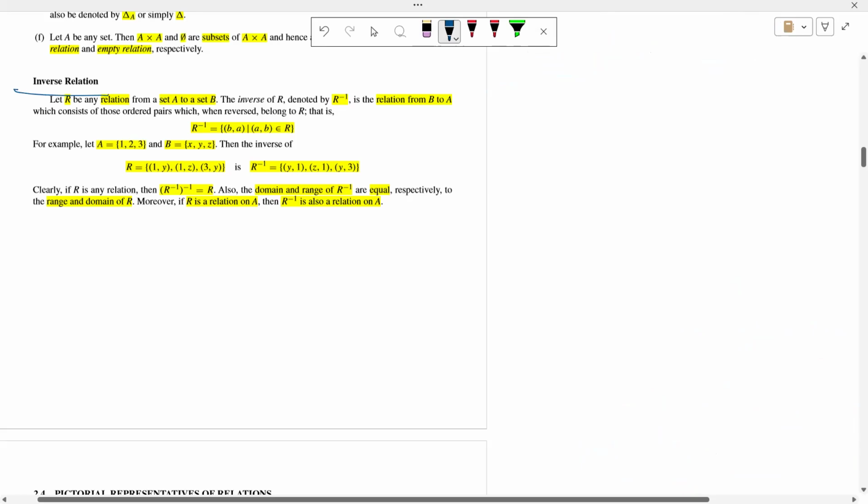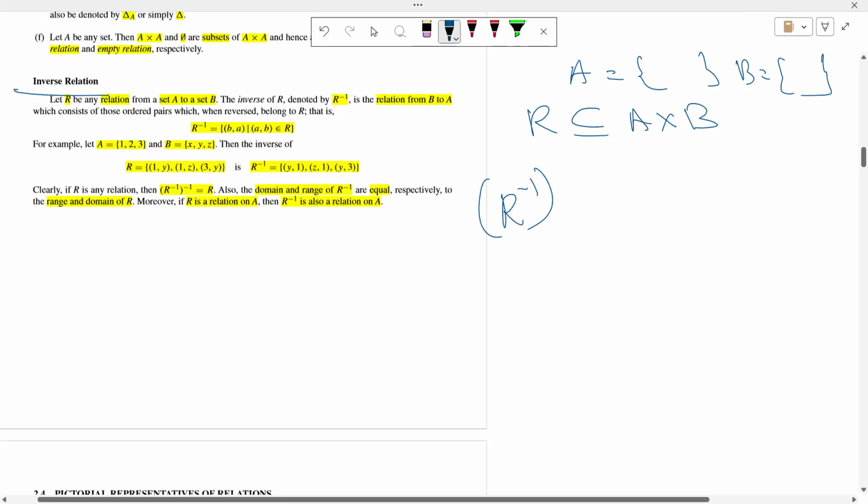Inverse relation means, let's think that R is a relation. There are two sets, A and B. A is a set, and similarly B is another set. You have a relation R, so definitely that relation is a subset of A cross B. We know these things. The inverse relation is denoted by R inverse, R to the power minus 1.